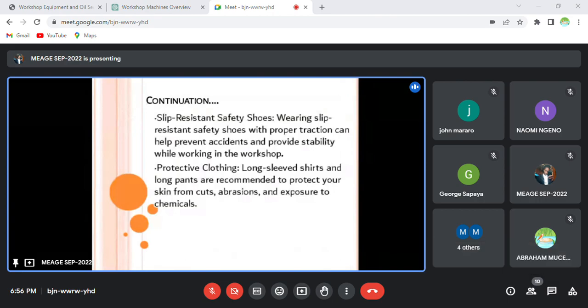We have also the respirator or dust mask. A respirator or a dust mask is recommended when working with brake dust or when performing tasks such as grinding or sanding brake components. And we have also the ear protection when operating a power tool or working in a noisy environment, such as when removing or installing brake rotors. Wearing earplugs or ear muffs is essential to protect your hearing.